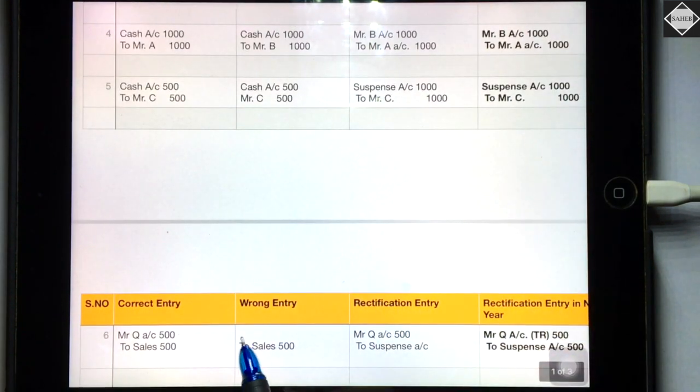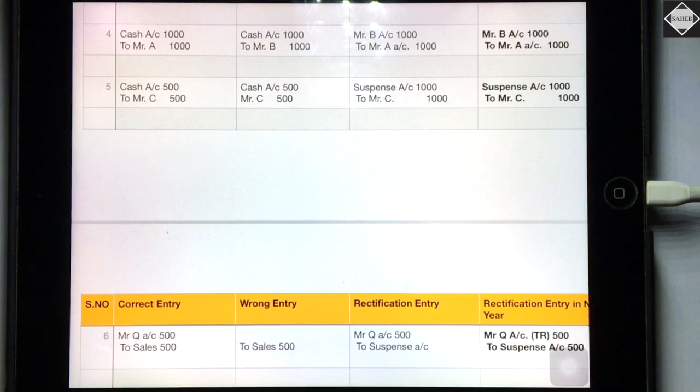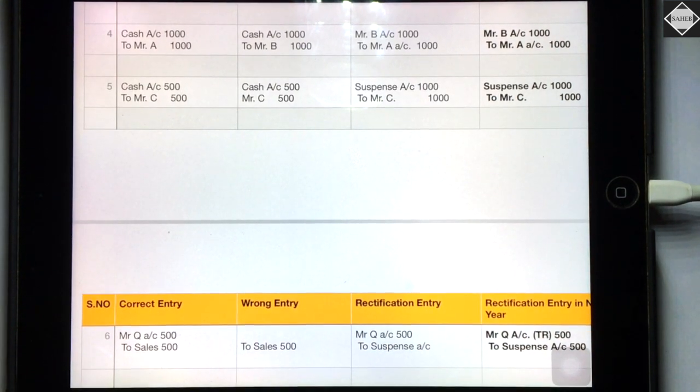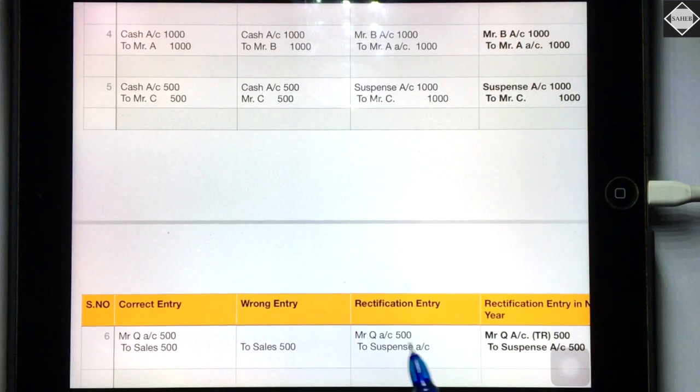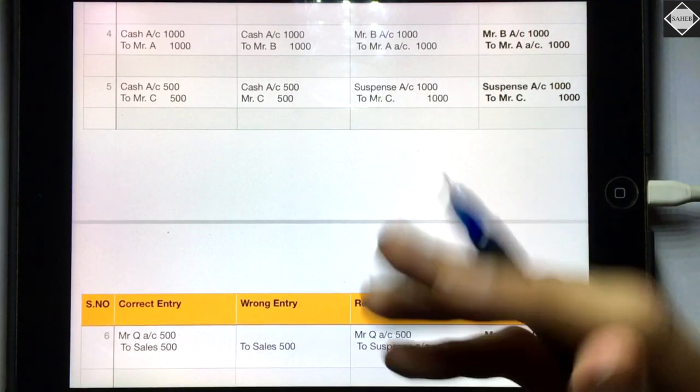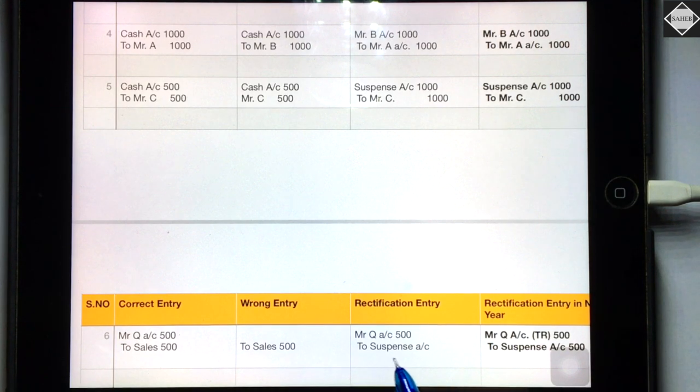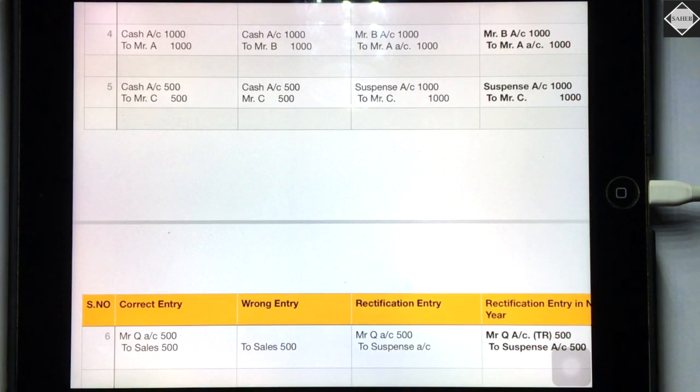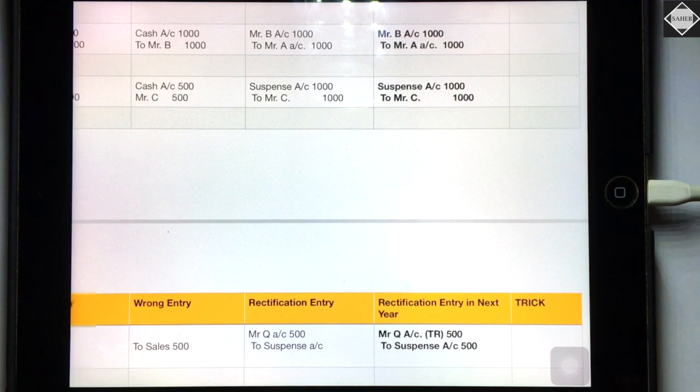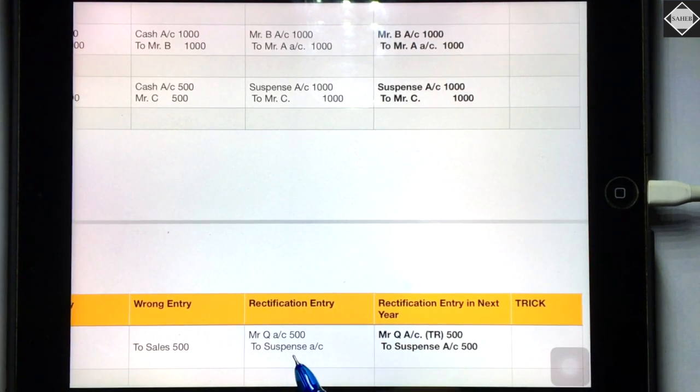See here. No debit to sales. Mr. Q was not debited. So what you will do in rectification, just debit Mr. Q. That's all. Mr. Q account debit. Now if you debit, it will be a one-sided entry because there is no other mistake over there. So you have to make use of the suspense account. Clear? And then in the next year also the same rectification entry, because you don't have any expense or income over here. Is that clear?